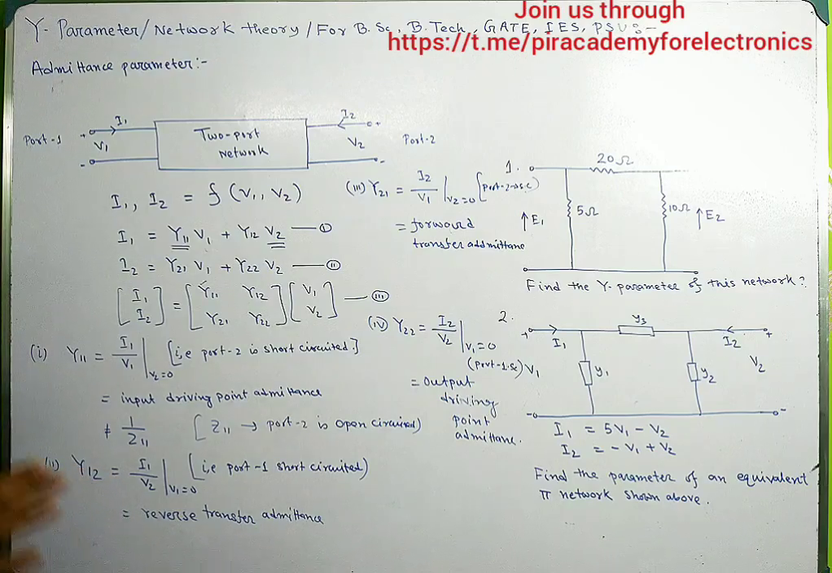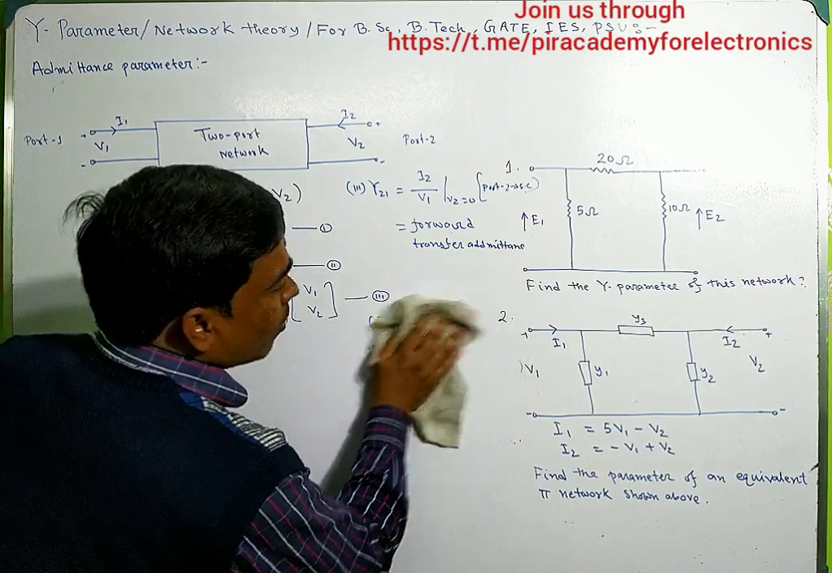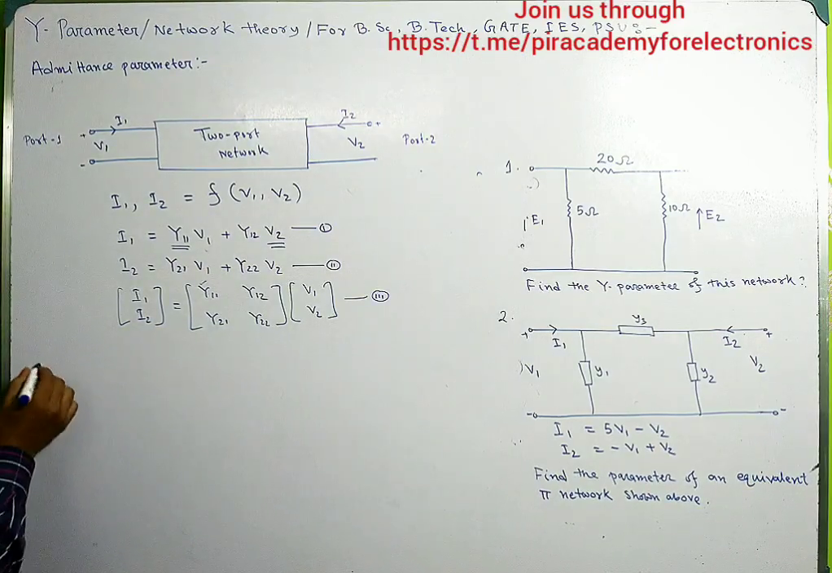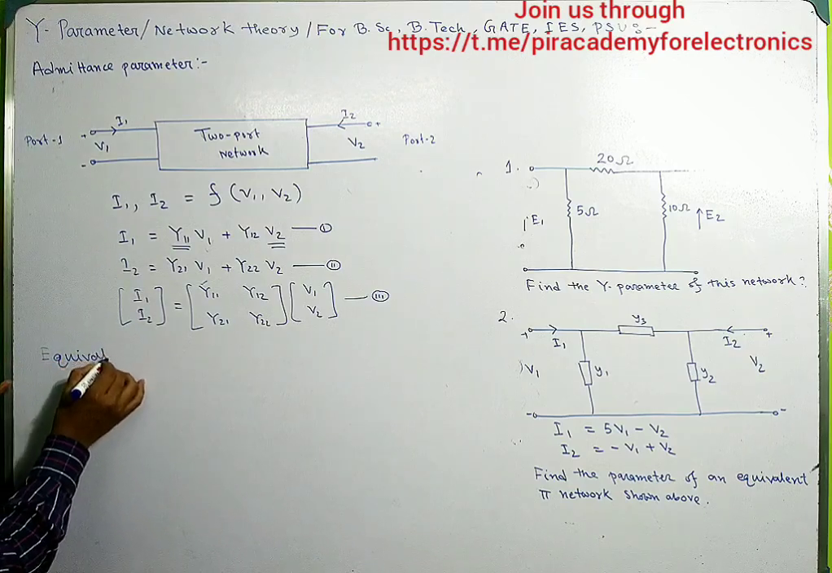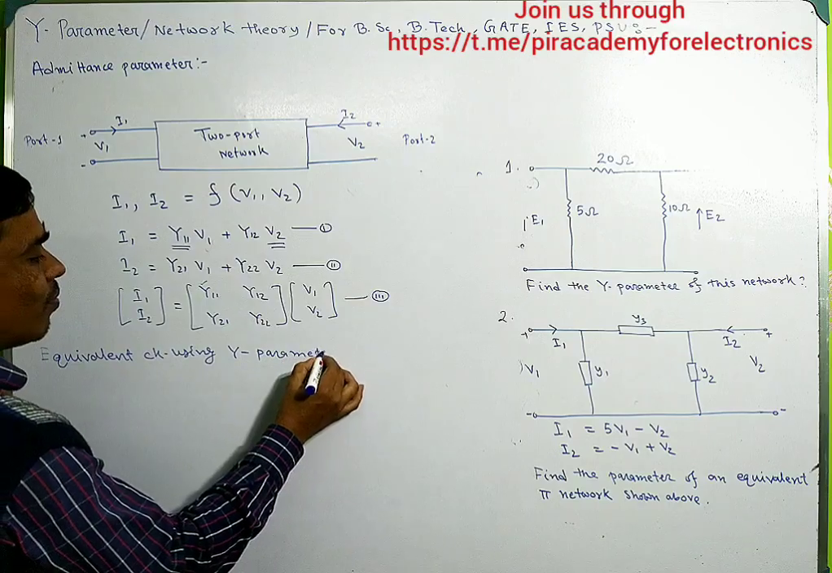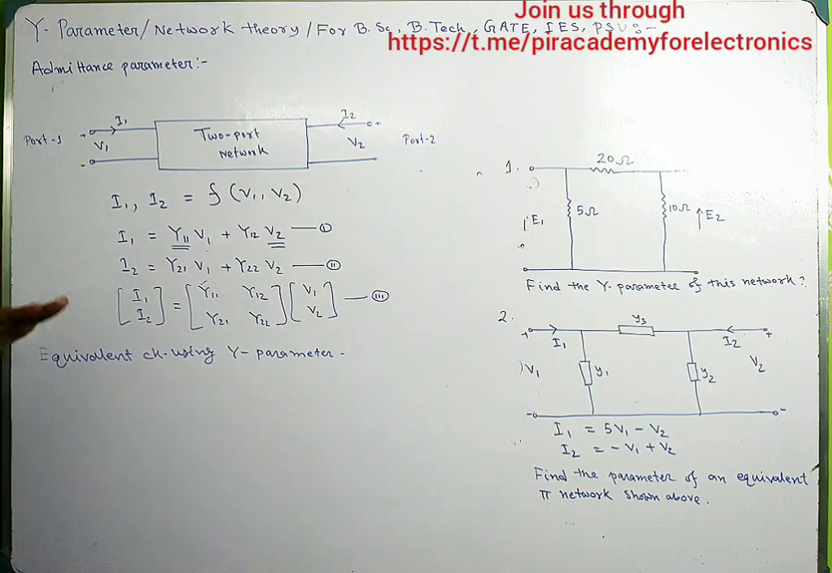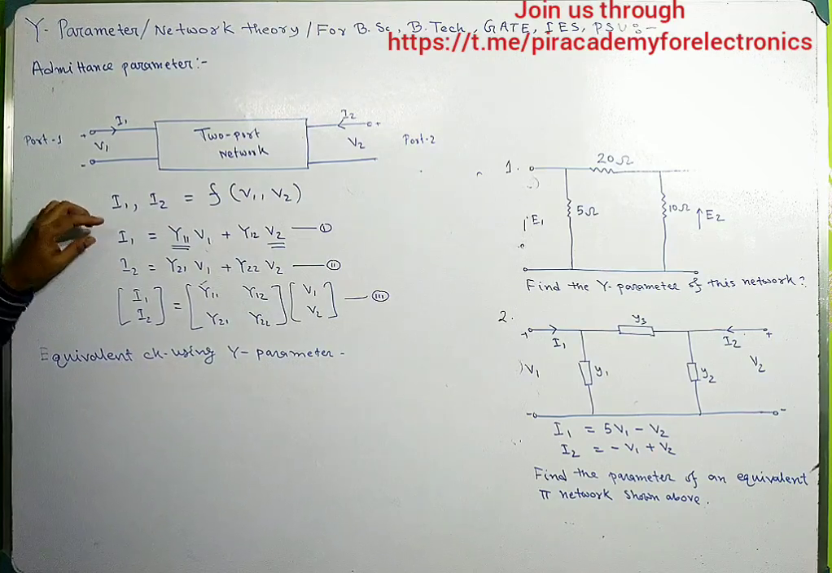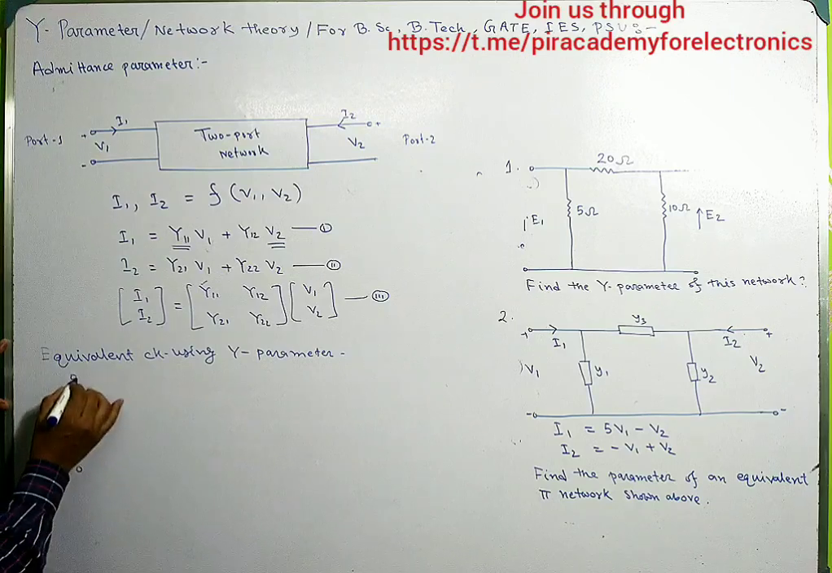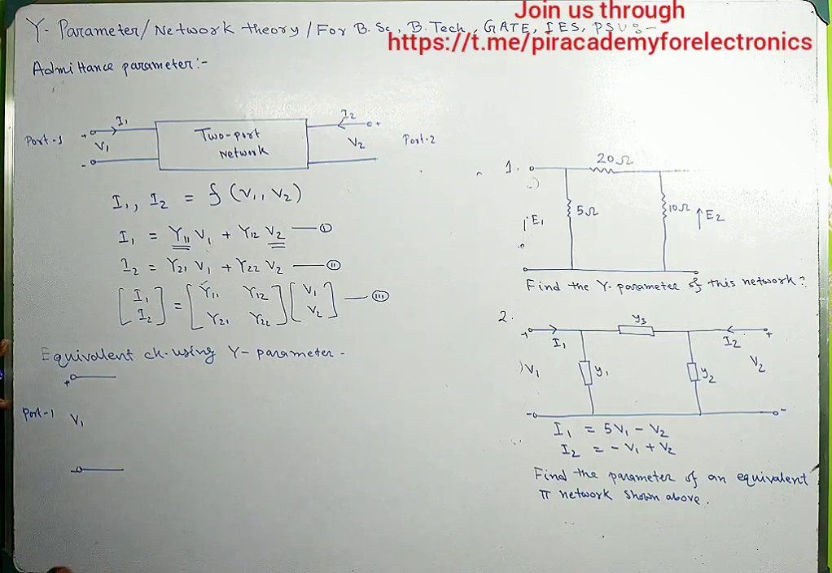Now we will draw the equivalent circuit using Y parameter. These are the two equations. Using these two equations we will draw the equivalent circuit. Here this is V1 and this is V2. This is input port 1. The voltage across port 1 is V1, and there is the current.